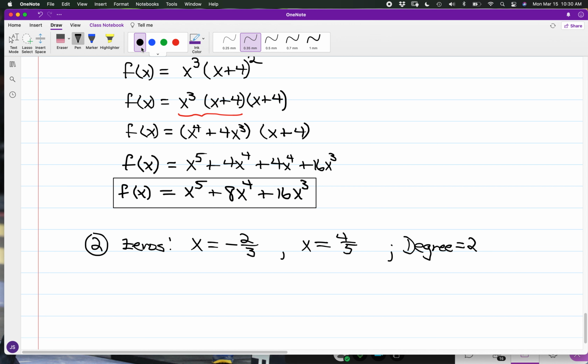Okay. Now, if you're to take what we have here, with x equals -2/3, you could start out with x plus 2/3. And for x equals 4/5, you see we have x minus 4/5. And I'll show you just a couple of options here. Say that you don't care to work with fractions.